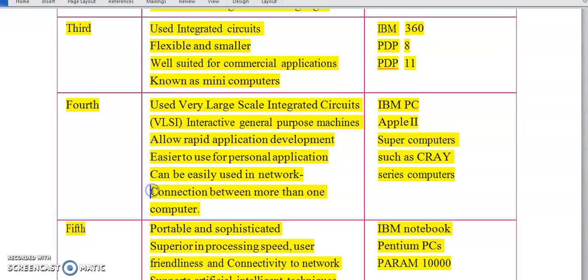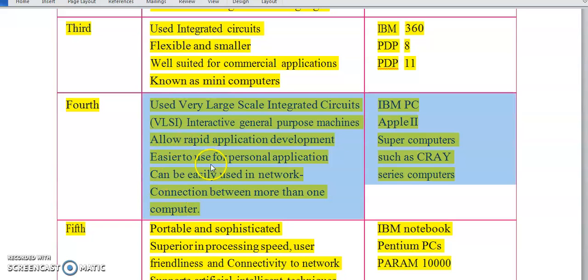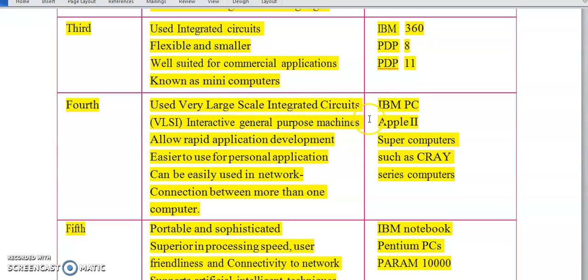So this line is only for your information. So fourth generation computers can easily be used in networks. Examples of it: IBM PC, Apple II, supercomputers such as the Cray series computers. In filling the blanks, any one of these will come.